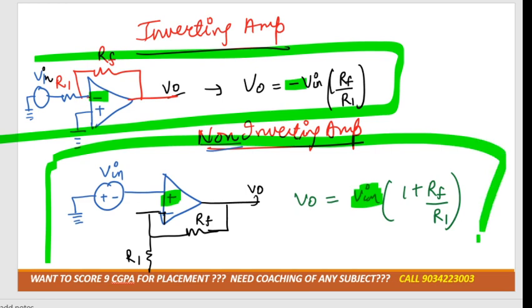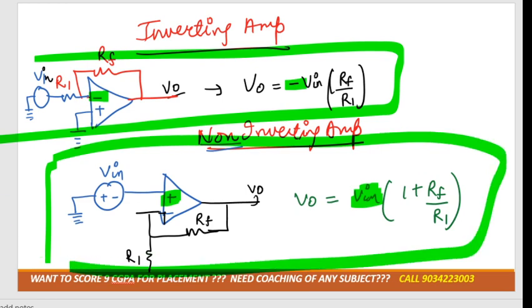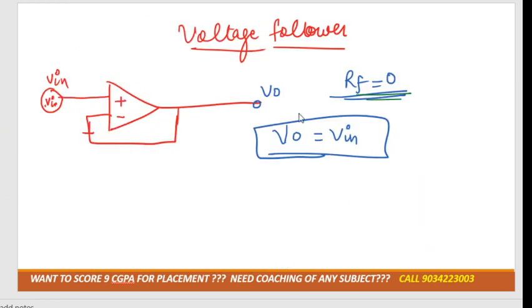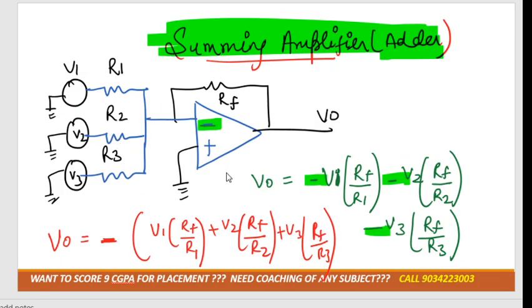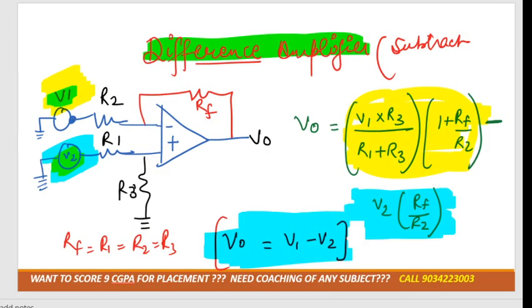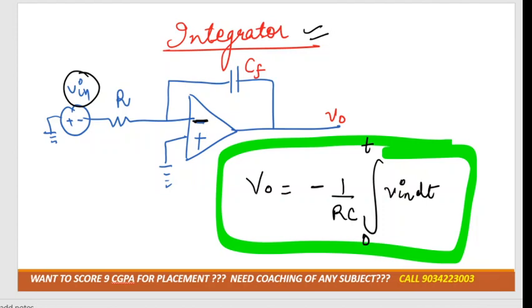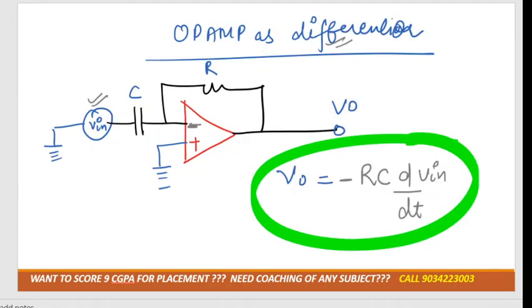See, this is the diagram for the inverting amplifier, and this is the diagram for the non-inverting amplifier, right? This is the case for the voltage follower. This is the case for the summing amplifier. These are the output of the summing amplifier, and this is the case of the differential amplifier. And in this also I told you the output voltage formula. This is the case of the integrator, and this is the case of a differentiator. So you should remember all this.